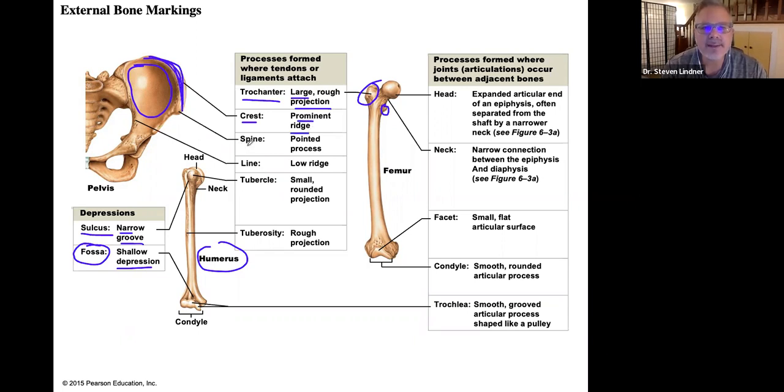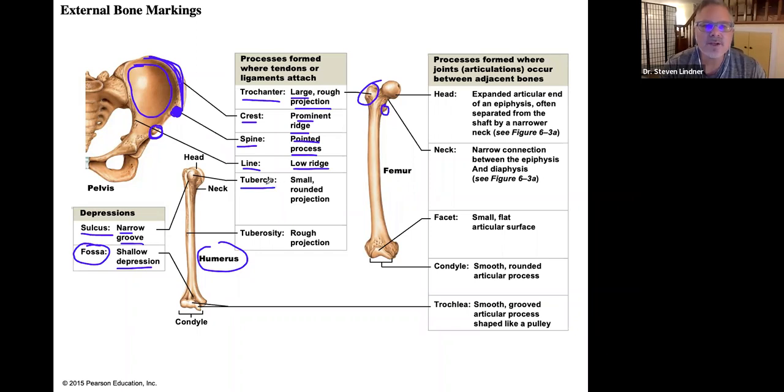A spine is a pointed process. So this right here is the anterior superior iliac spine. This right here is the anterior inferior iliac spine. Okay, you don't have to write those down. We'll get to it when we do the lower extremity, but spine is really just a pointed process. Lines are low ridges.